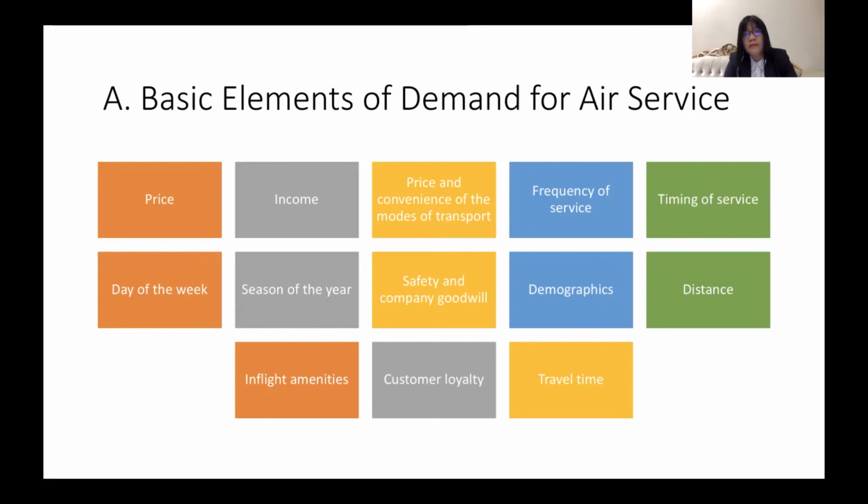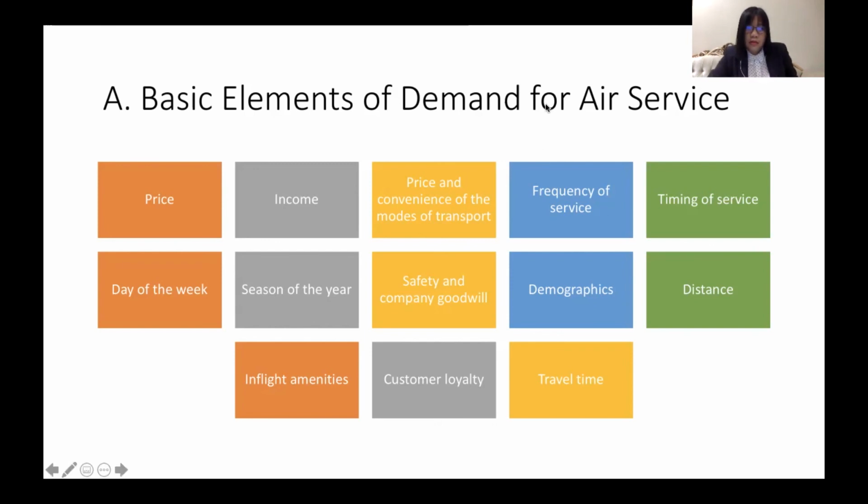Flights at these times will induce consumers to fly, whereas flights at inconvenient times, such as when you arrive at 3 a.m., are very inconvenient for you. So it tends to discourage consumers from traveling by air at those times.